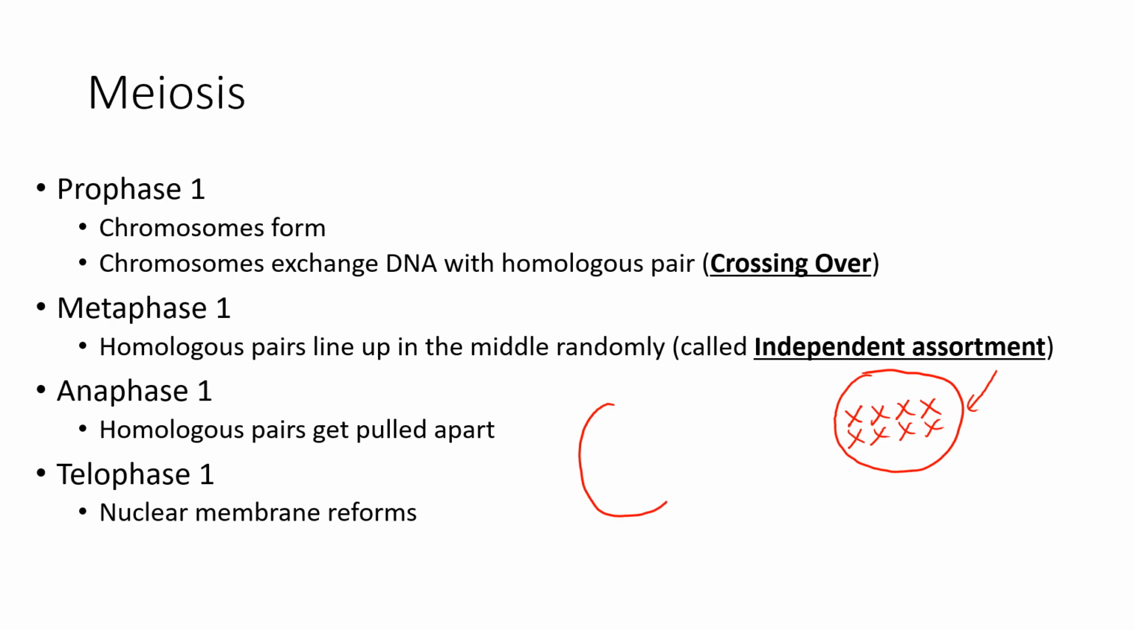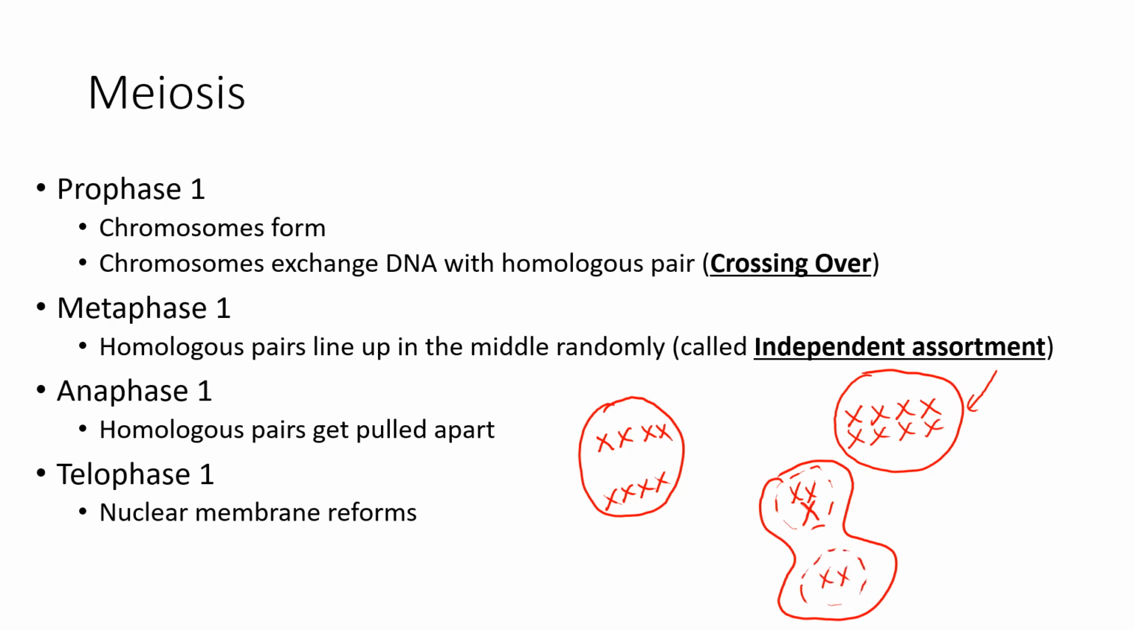Now in anaphase 1, instead of chromatids getting pulled apart, the homologous pairs get pulled apart. So in anaphase 1, these things get pulled apart. And then telophase 1, same thing. The nuclear membrane goes around them, peanut shaped still. And then we have, instead of chromatids, whole chromosomes. And then the nuclear membrane starts to form around it again. And that is telophase 1.